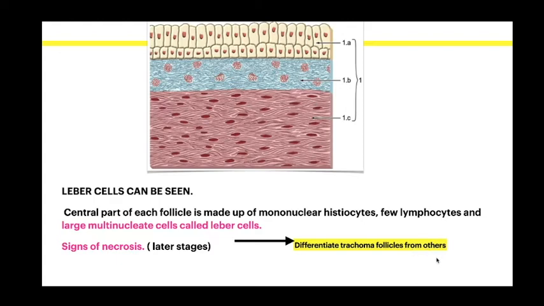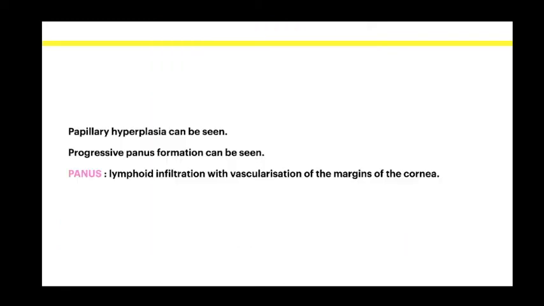In viral infections also we can see follicular conjunctivitis. But what is the difference? In trachomatous follicular conjunctivitis, there is sign of necrosis and Leber cells. These two are the distinguishing features to differentiate trachoma follicles from other follicles.